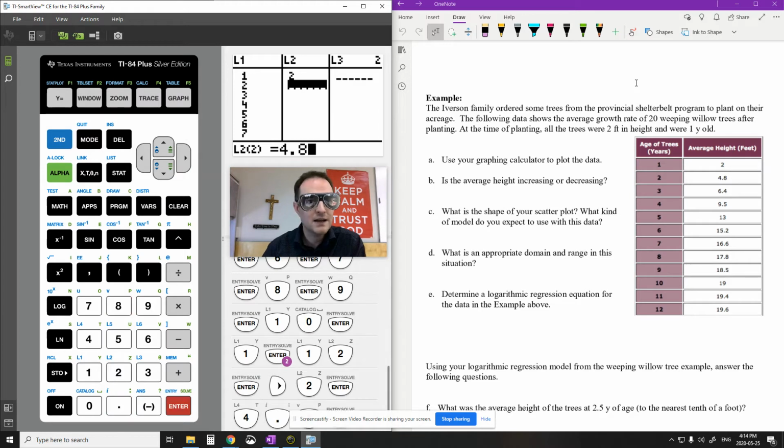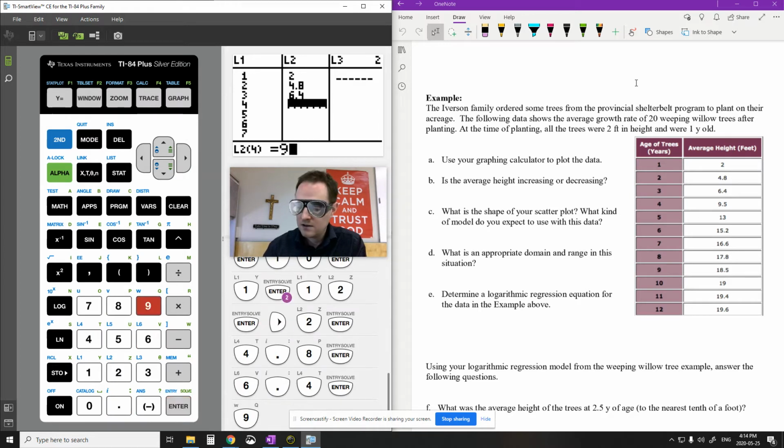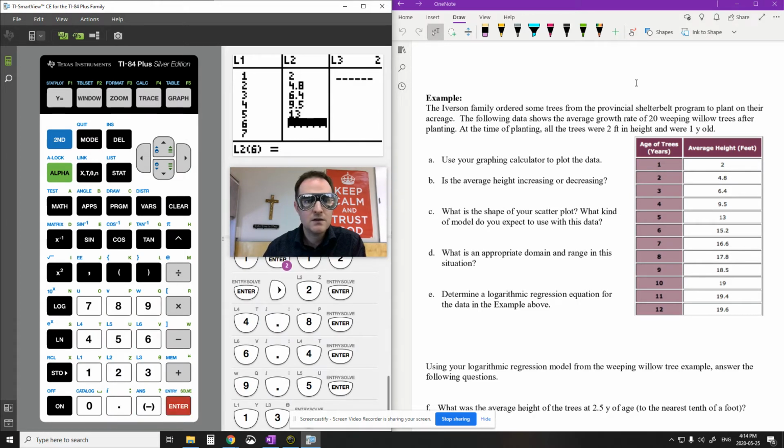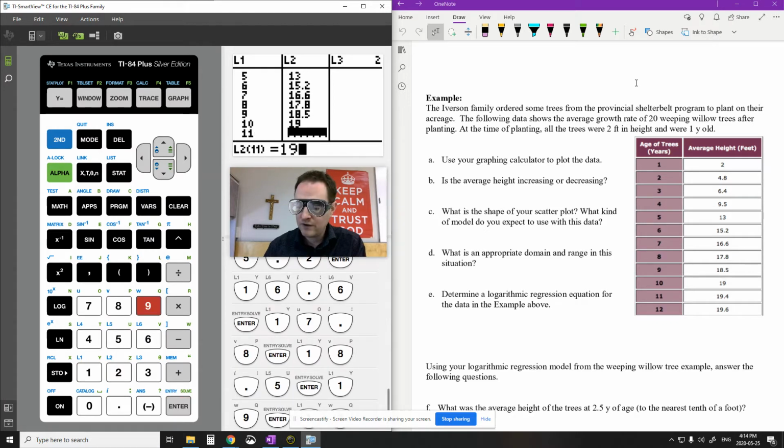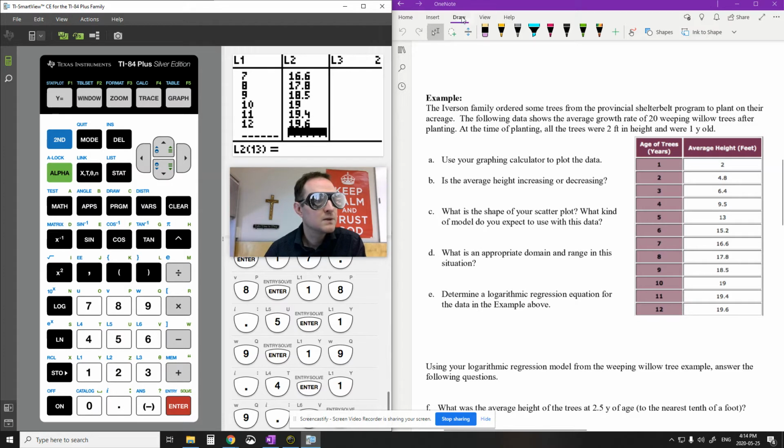2, 4.8, 6.4, 9.5, 12. Oh, that's not 12, 13, 15.2, 16.6. I'm at 7, right? Yeah. Just making sure my data lines up. Hopefully by the time I get to the bottom, everything lines up. Yeah, got my data. So if they don't line up here, you probably missed a data point. You'll have to go back and try to find it.